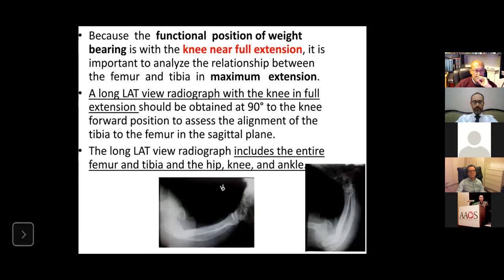Again, we should have a long film, including from the hip to the ankle. We should have a distance of 3 meters, and we should have the X-ray tube at the center of the knee.